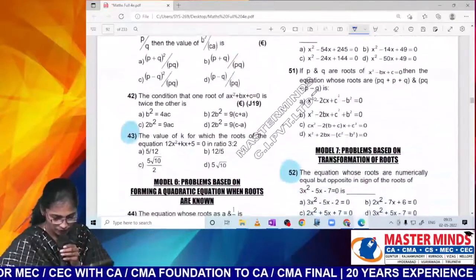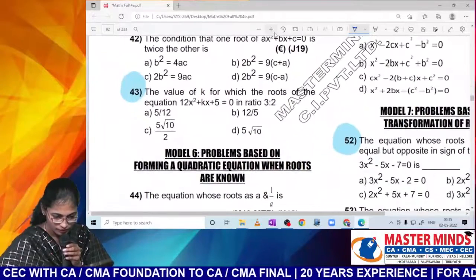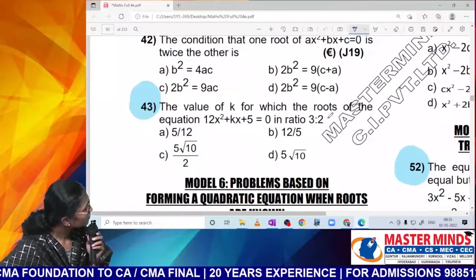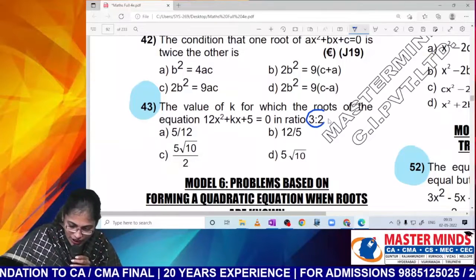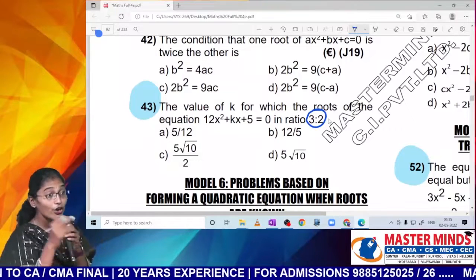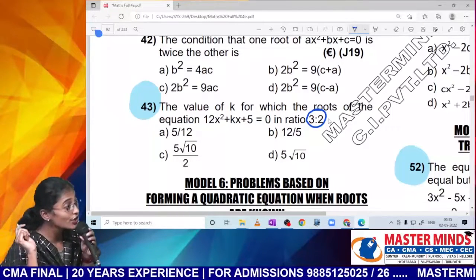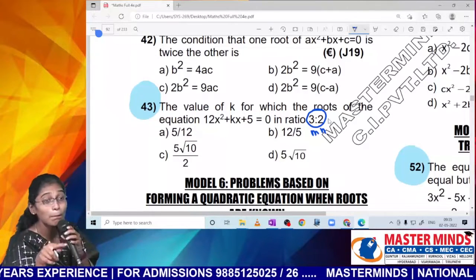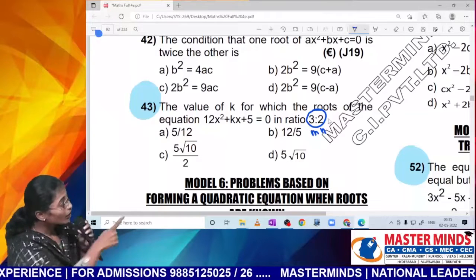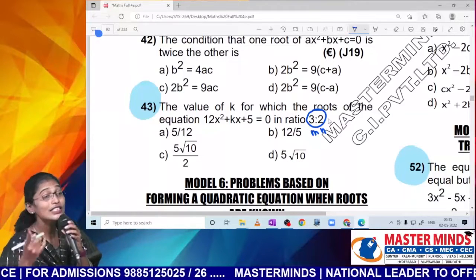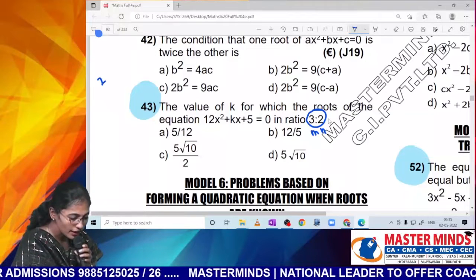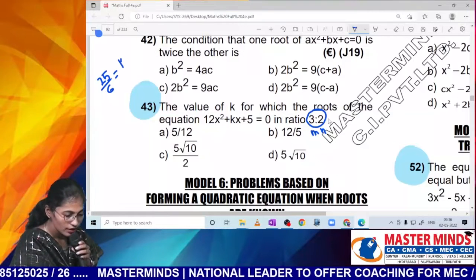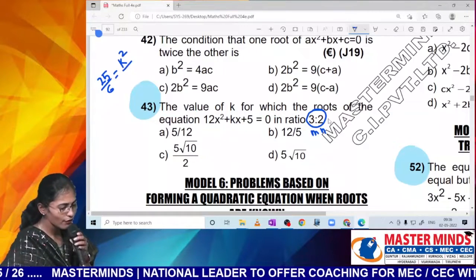Next. Can you please read out 43? The roots of the equation are in the ratio m is to n. I told you the formula for when the roots of the equation are in the ratio. Tell me the formula. Wait a while, Nana. M plus n whole square by mn equals b square by ac. K square by 12 into 5.